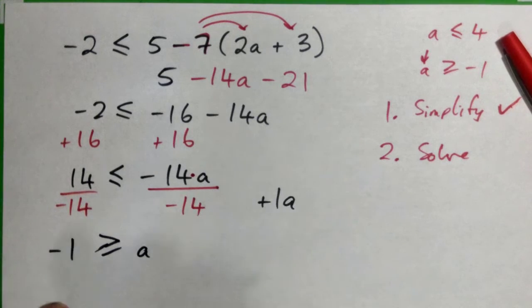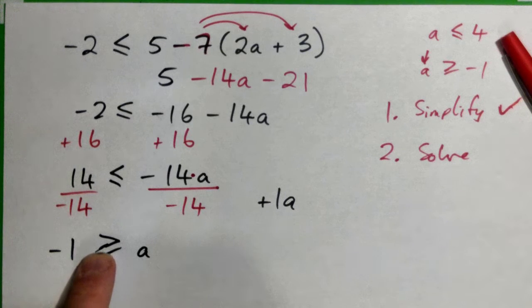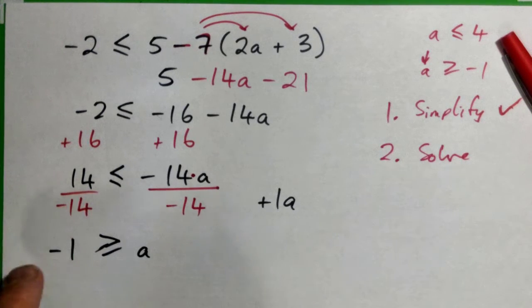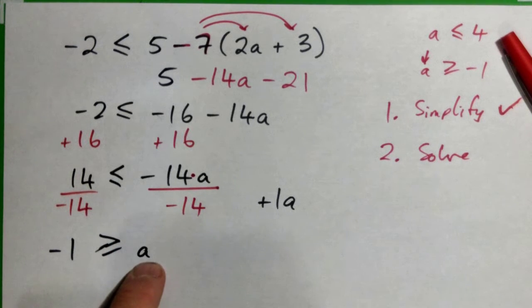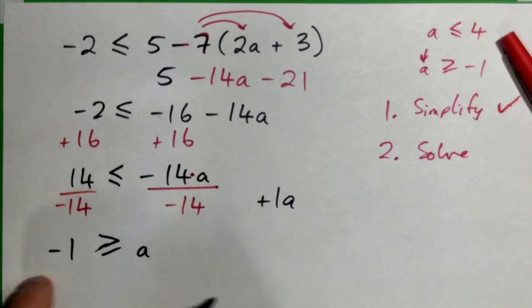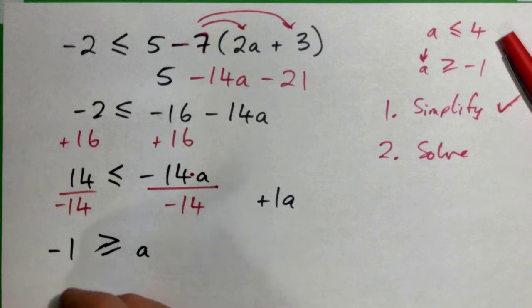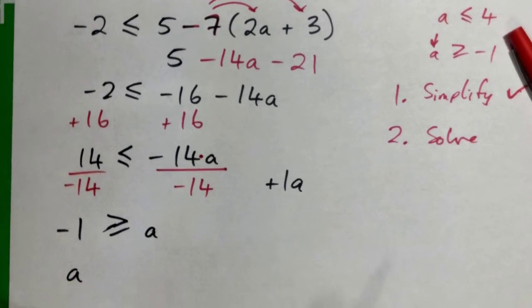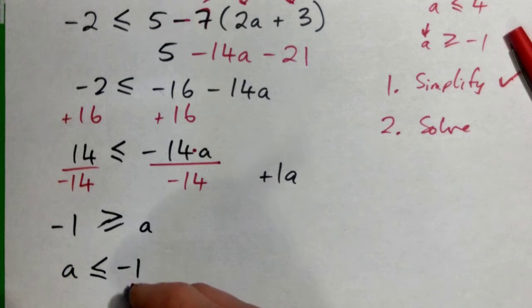Now, if I read this from left to right, it says negative 1 is what? Read it from left to right. Negative 1 is greater than or equal to a. Now read it from right to left. A is less than or equal to negative 1. So if I write this with the a here, what does it look like? Right. So it's a less than or equal to negative 1.